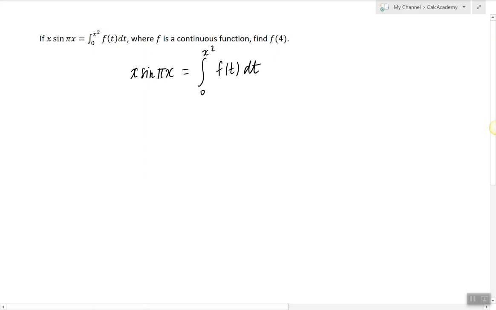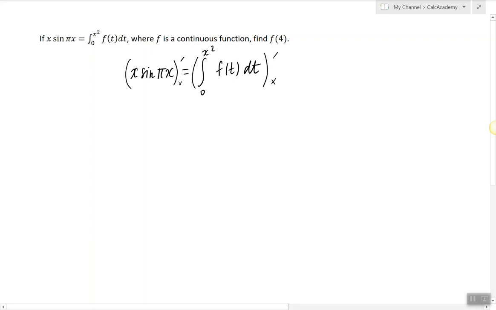So that means in order for me to evaluate it, I will have to do something to get that function out of this integral. And one thing that we may consider is the differentiation. So let's differentiate both sides of this equation. And we're going to differentiate both sides with respect to x.